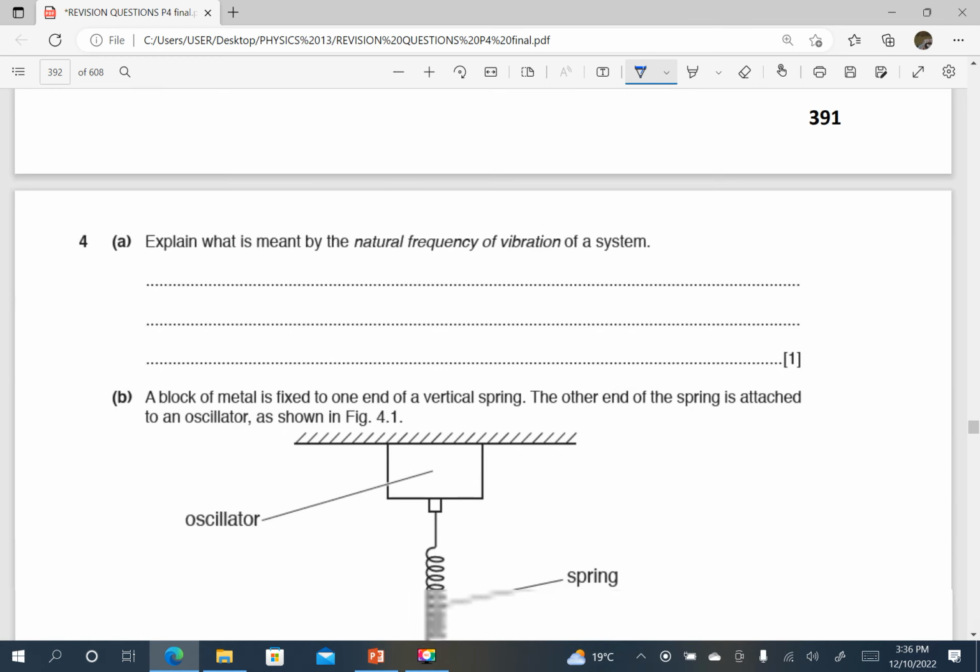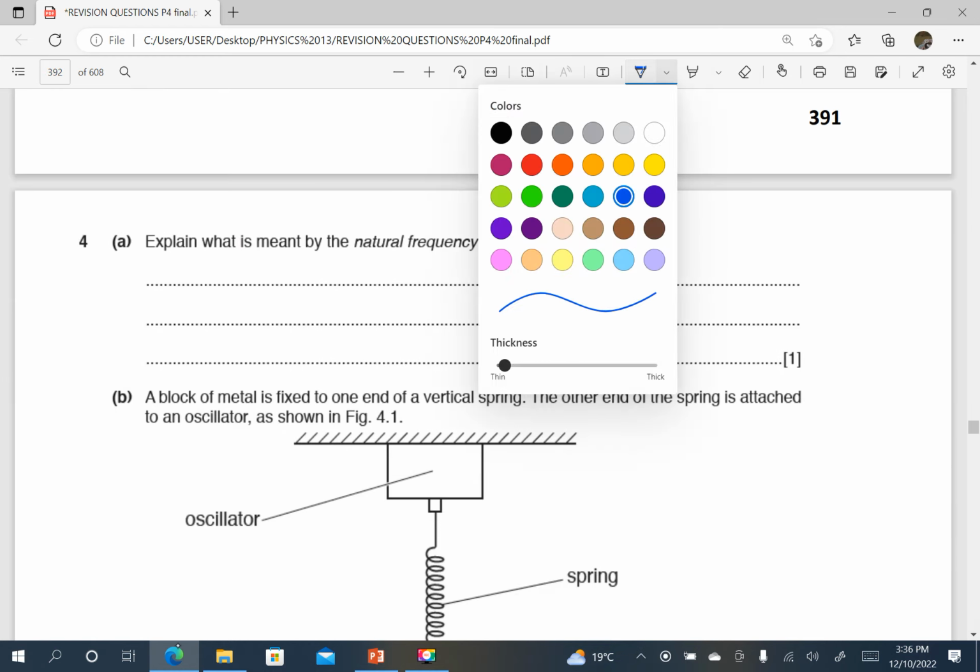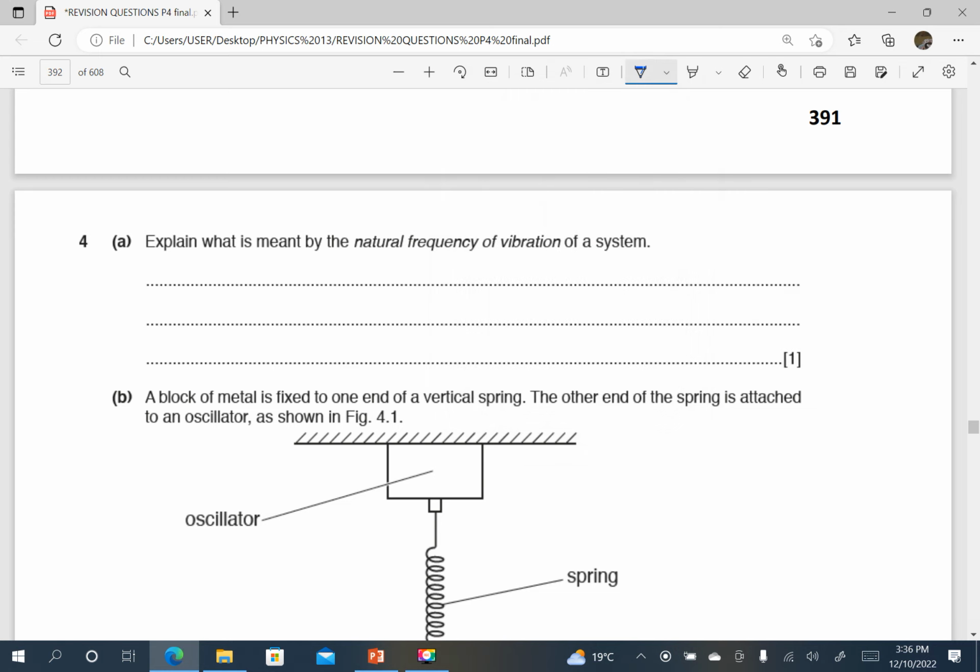Okay, next, explain what is meant by the natural frequency of vibration. Here a system is vibrating with no loss or gain in energy in the absence of dissipative forces. So the frequency at which a body will vibrate when free to do so in the absence of any dissipative force is what we call the natural frequency.